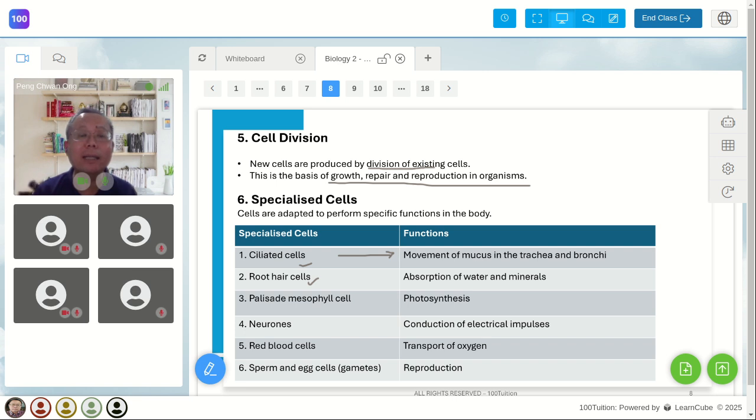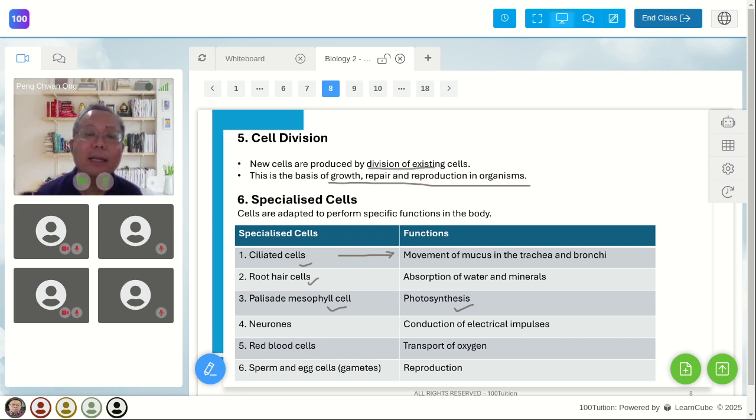Okay, and the next one that you need to know is the palisade mesophyll cells. Basically, they exist in plants and they are responsible for photosynthesis. We'll come to this again in transport in plants. I remember it's in chapter 6.